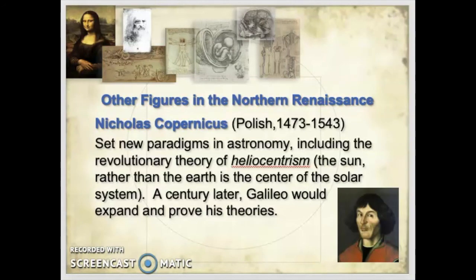How about Nicholas Copernicus? He was Polish. He was a scientist, and specifically he was an astronomer. He lived right in the middle of the Renaissance. He set new paradigms in astronomy, including the revolutionary theory at the time of what you call heliocentrism, meaning that it's the sun that's the center of the solar system and not the Earth. In other words, Earth and other planets revolve around the sun and the stars and the planets do not revolve around the Earth. A century later, Galileo, the Italian, would expand on his theories and prove them mathematically.